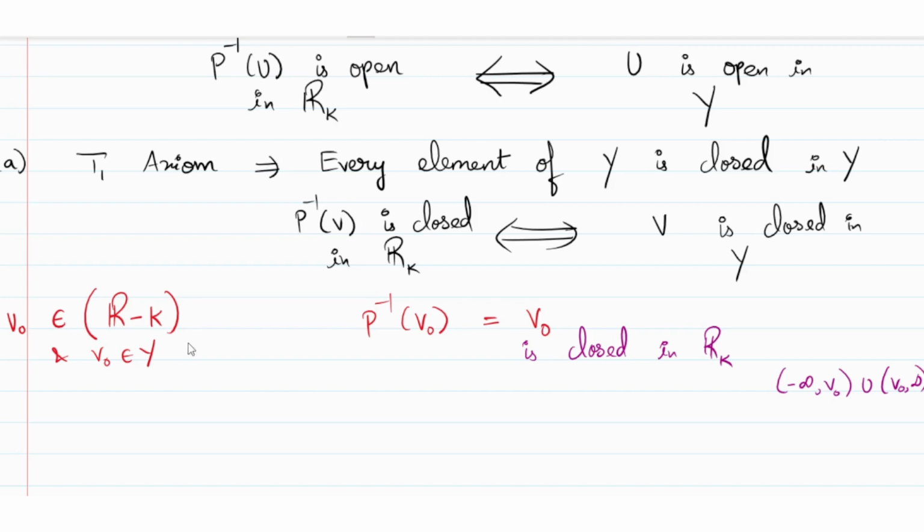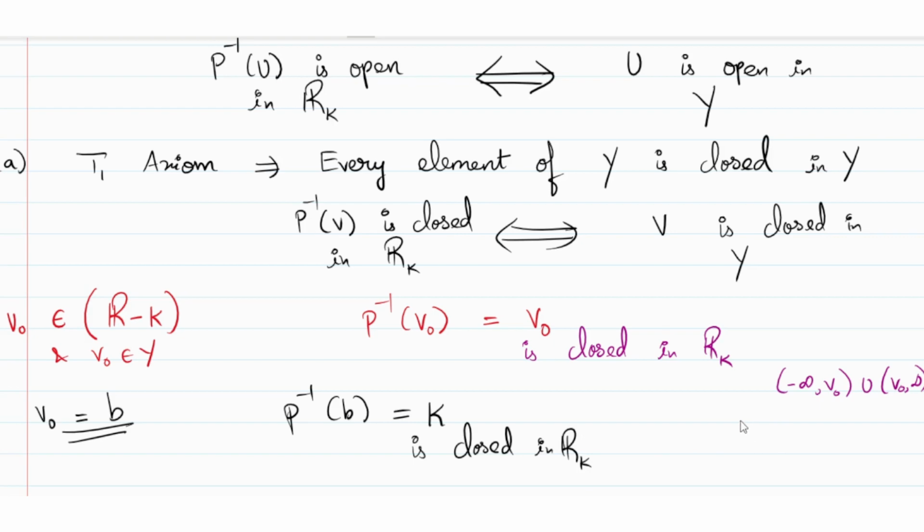But now the question comes: what if your element v naught is b? Then P inverse of b is actually K, because all the points in K collapse to the point b. So that should be the entire set K. Now K is closed in Rk.